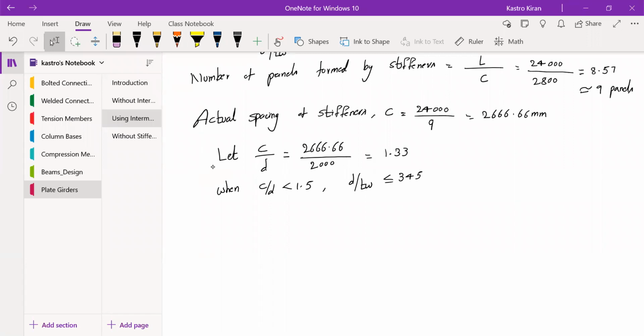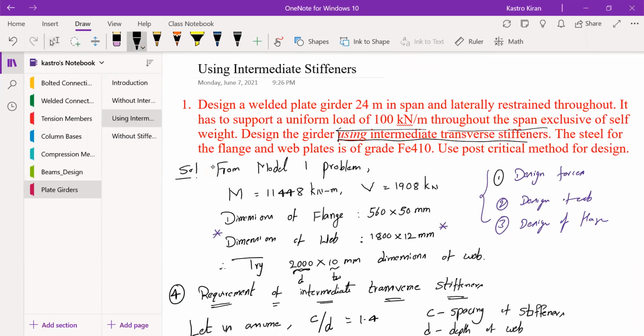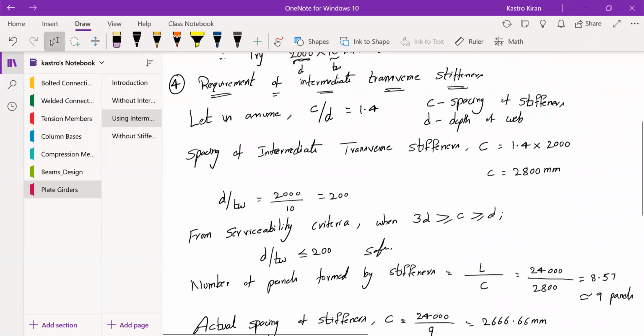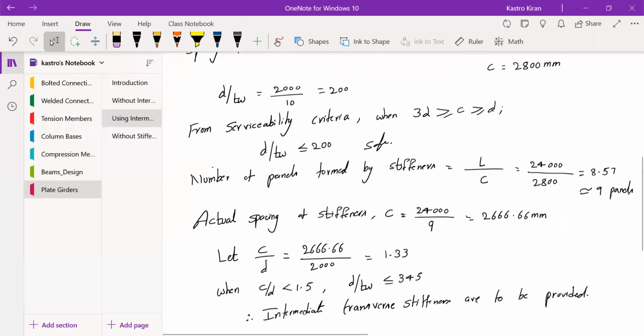Therefore, intermediate transverse stiffeners are to be provided. We actually know at the beginning of the problem where we have to provide the intermediate transverse stiffener, but we are just checking whether there is a real requirement or not. In order to check that, we have to do this process.